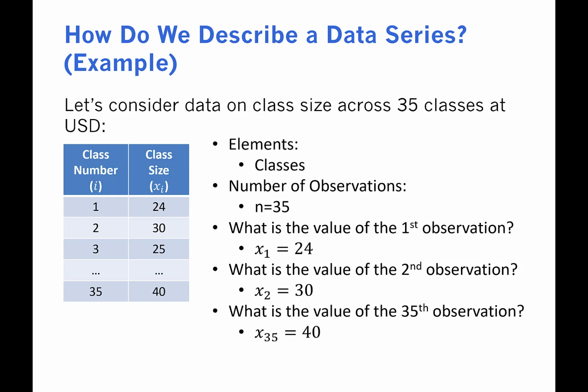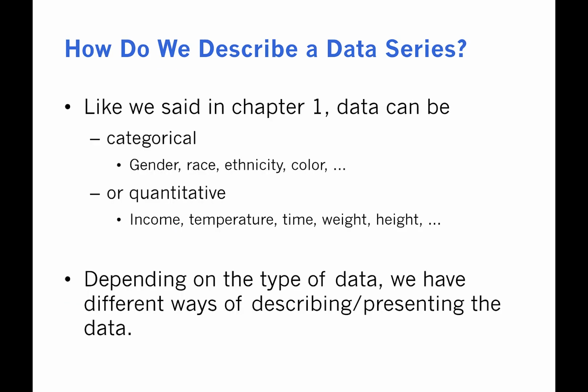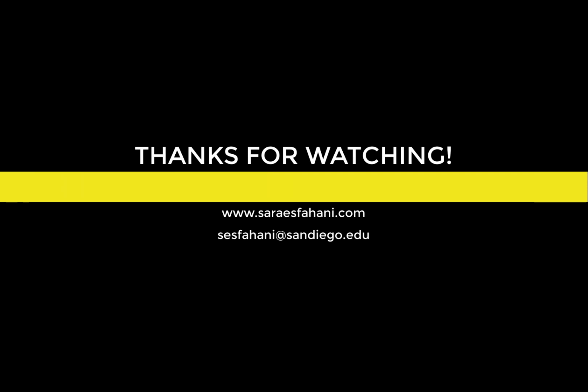That is 40. So, like we said in chapter 1, data can be categorical or quantitative. Examples of categorical data are gender, race, ethnicity, and colors, and examples of quantitative data are income, temperature, time, weight, and height. Depending on the type of data, we have different ways of describing or presenting the data. And that's what we're going to be talking about for the rest of this chapter.